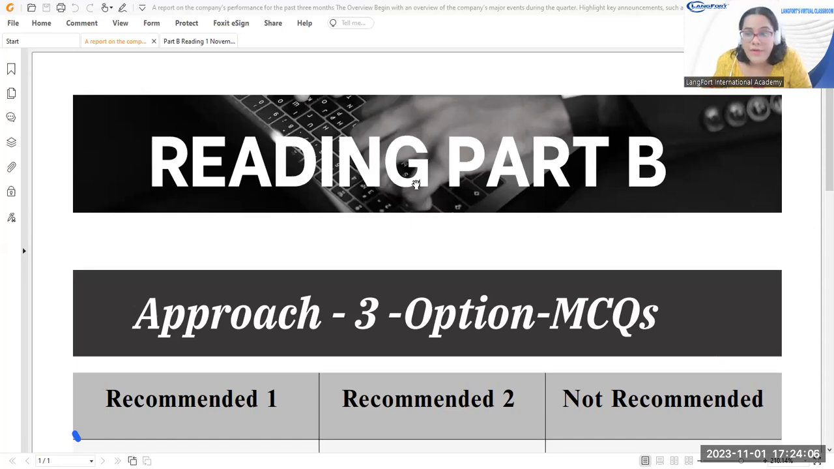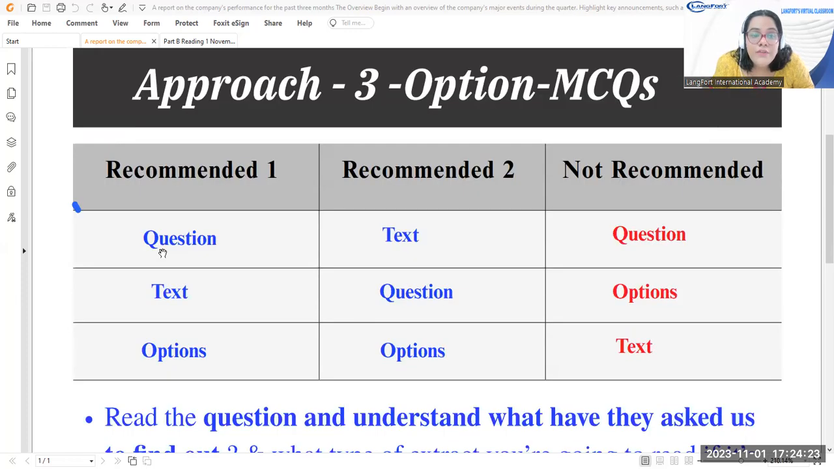Okay, all right. So coming to part B, as I told you, you get 6 extracts and 6 questions, and your questions are multiple choice questions. You need to choose the most appropriate option out of the 3 options given. Okay, so how do you approach reading part B? You start with your question.